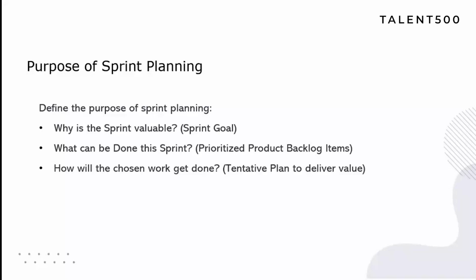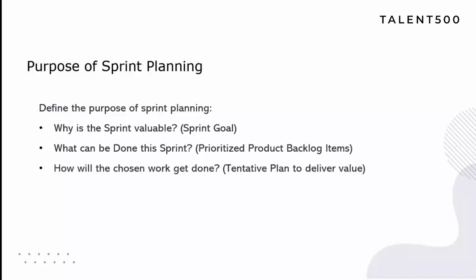Now, let's discuss how will the chosen work get done. For each selected product backlog item, the developers plan the work necessary to create an increment that meets the definition of done. The developers create the plan. It's not the Scrum Master, not the project owner, not the product owner, or not the project manager. It's the developers who create the plan that is required to get the work done.